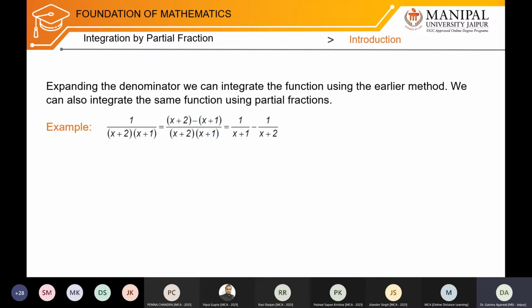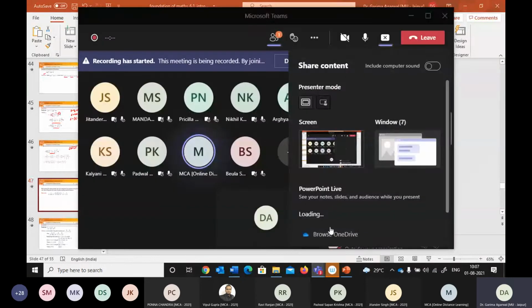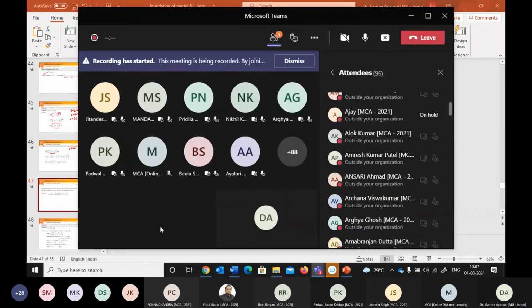Now integration by partial fractions. Before moving towards this topic, let me take your questions first. If you guys have any query, you can ask. Please raise your hand if you have any problem or any query.